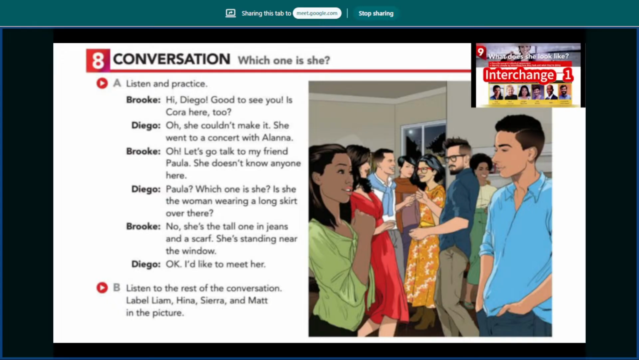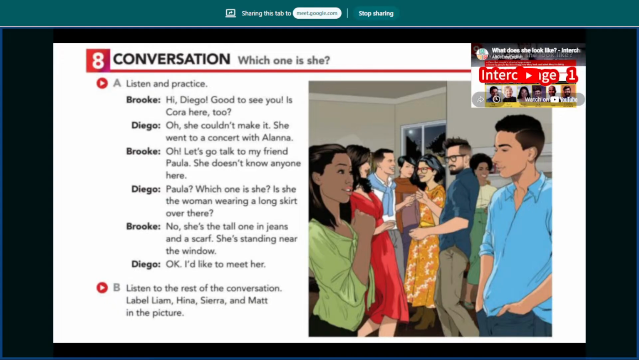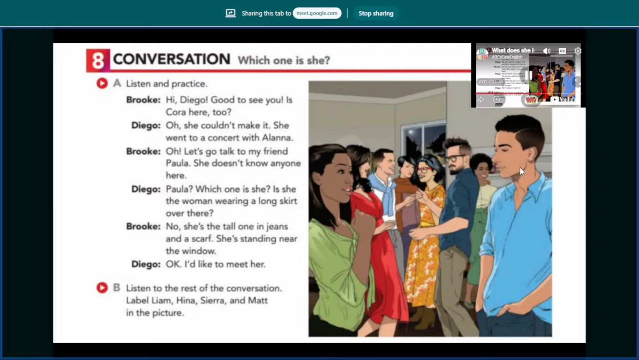Okay, very good. Let us quickly listen to the same conversation. Did you understand what they are talking about? Yes. Okay, any confusion with it? No. Okay, we'll quickly listen to the same. Page 61, Exercise 8.